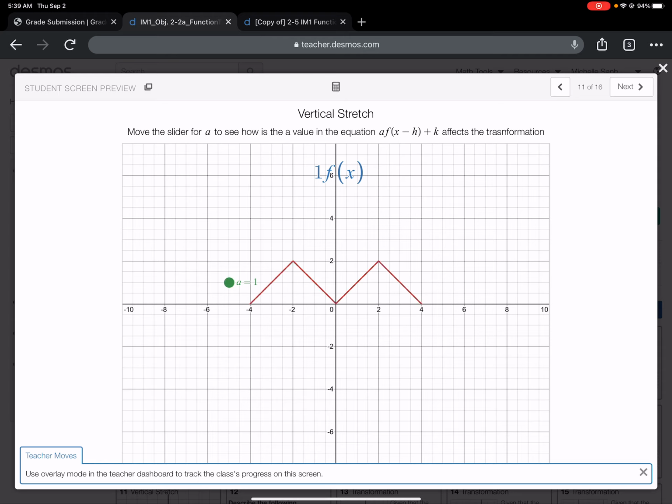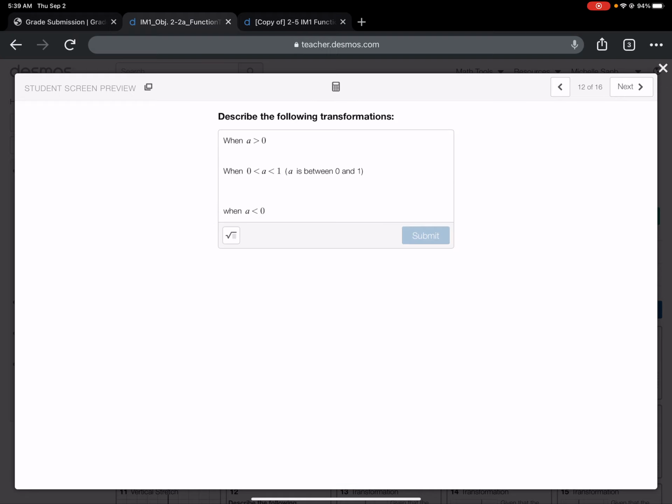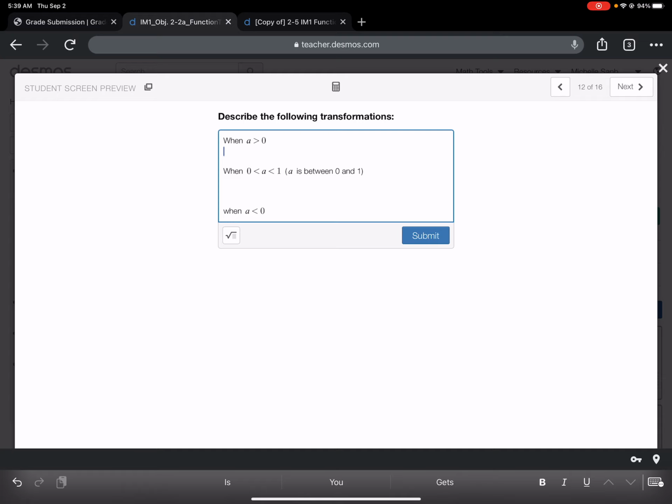Okay, so A being equal to 1. Now when I move values of A that are bigger than 1, it goes skinnier. It goes fatter all the way until 0, and then it goes skinny again. So A being bigger than 0 means the graph opens the same way as the original function. Or, you know, if it was just like a parabola or an absolute value graph like what we looked at in class, it would just open up.